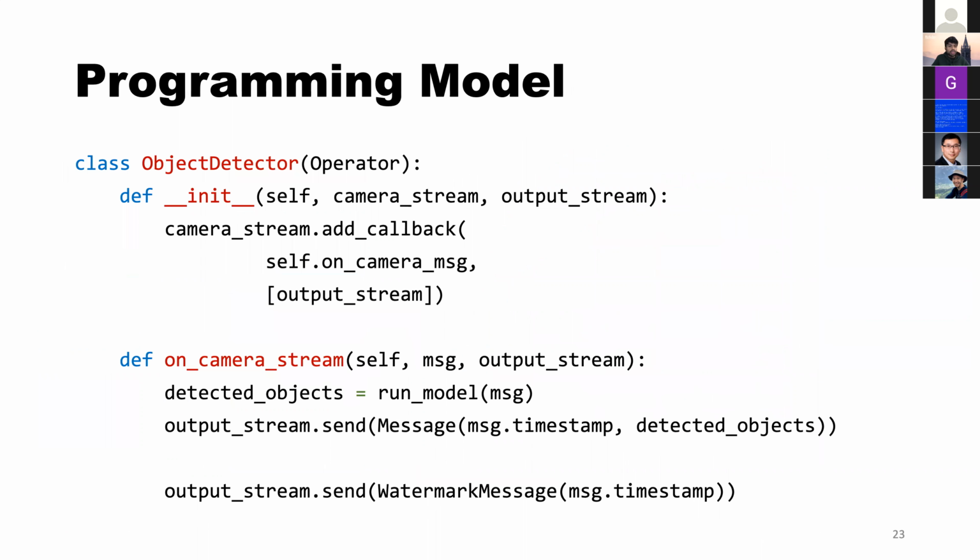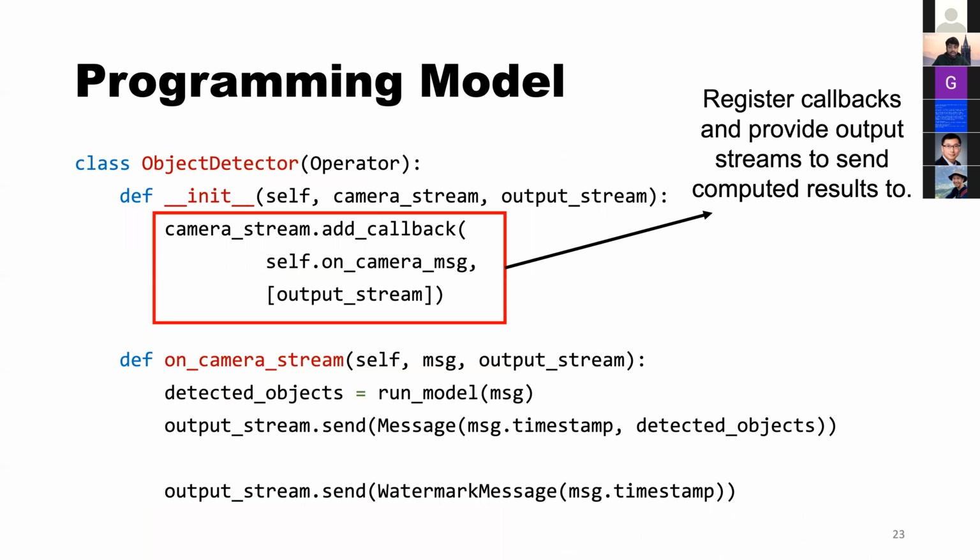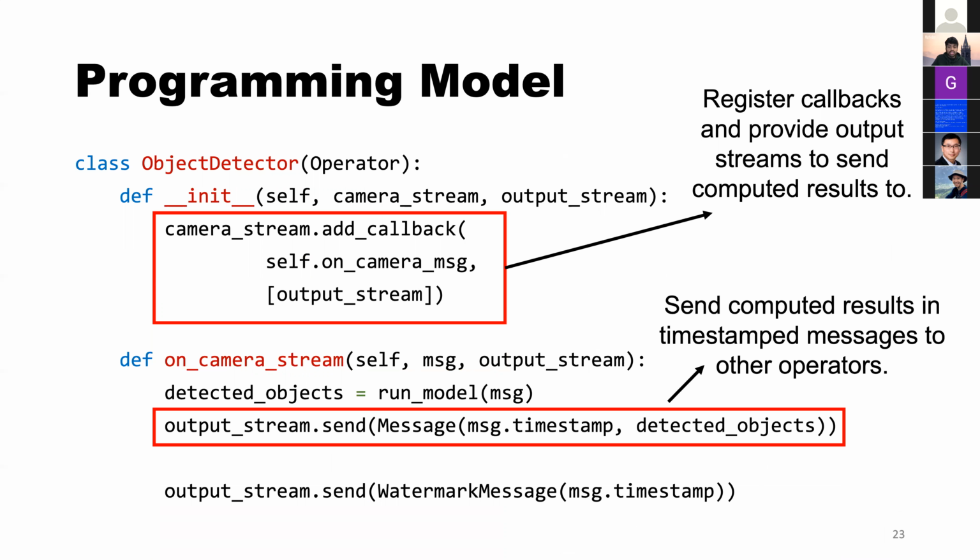To dive a little deeper into ERDOS's API, each component of the pipeline is implemented as an ERDOS operator. As an example, let's look at the implementation of an object detector inside ERDOS. The detector receives the input and the output streams and registers callbacks on the input stream while providing the output stream to send the computed results to. This callback is invoked upon receipt of a message, and the callback can compute results on the incoming message and send the computed results in timestamped messages to other operators via the output stream.